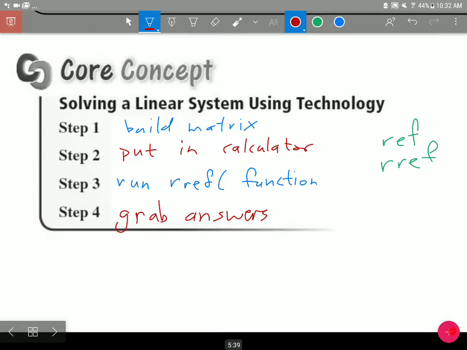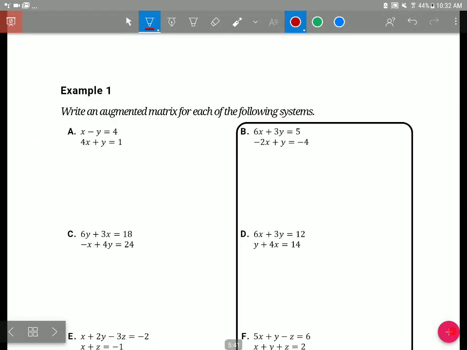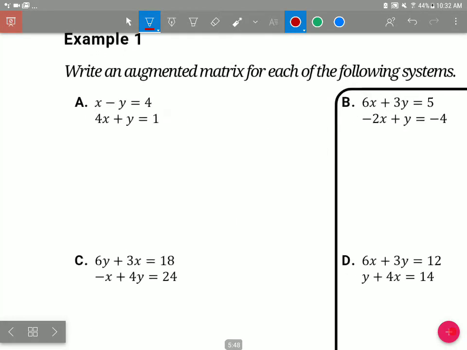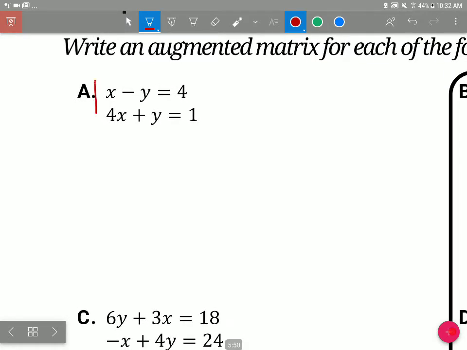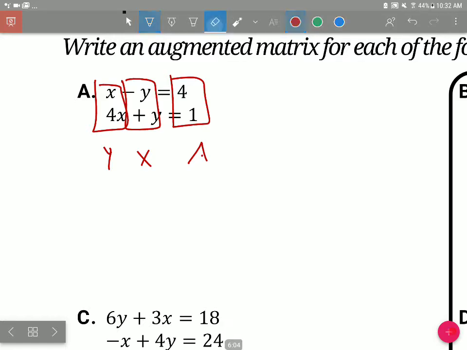So turn the page. Let's talk about first how to build the matrix. Basically what you got to do is make sure everything is lined up. Like letter A, you notice how my X's are lined up, then comes my Y's, then my answers. Everything is lined up. Now I could switch those and make them all Y's, then all X's, then all answers, but I have to be consistent either way. So long as you're consistent, you can make it work.